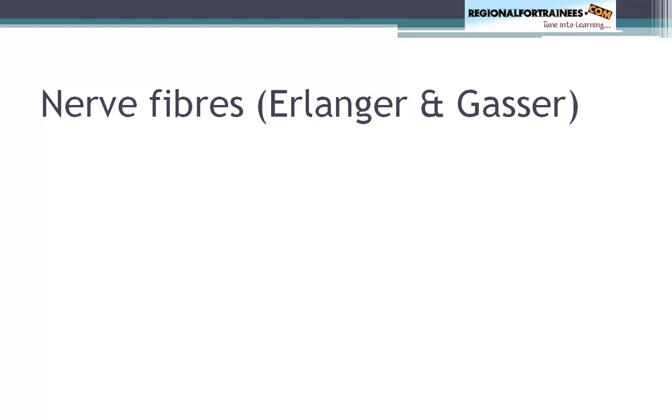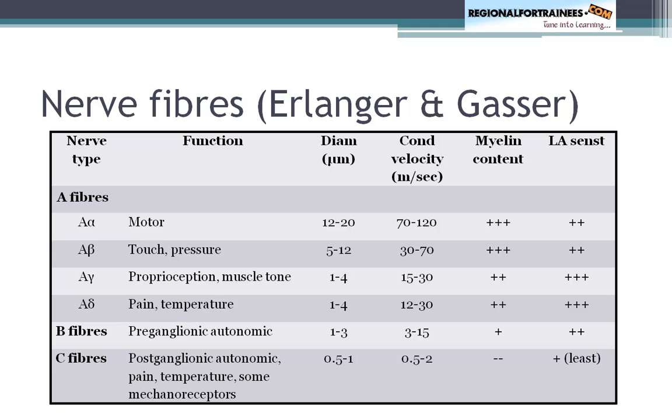Nerve fibers have been classified by Erlanger and Gasser into different groups: the A fibers, the B fibers, and the C fibers. Generally, the A fibers are the thicker fibers, so their diameters are slightly thick. C fibers are the thinnest of the fibers, and the diameters are fairly thin. And B fibers are the ones which are intermediate. And different types of nerve fibers have different properties.